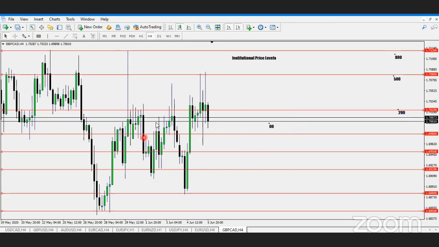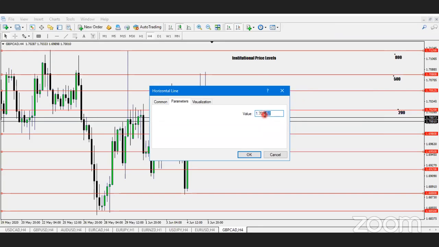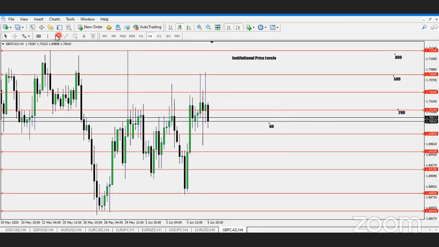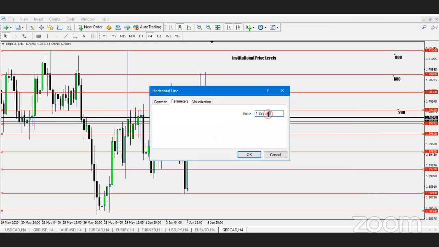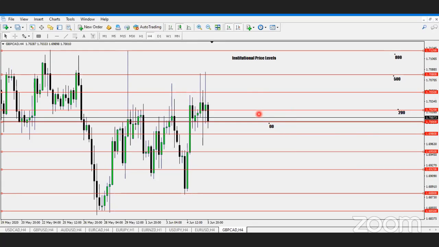So let's just look here. I've put in my chart over here all of the institutional levels. Let me just add the remaining levels of this particular pair. If I've missed any here, 500, 200, 800. So here is our round number in price. And 800, 500, 200, and our round number in price. Okay, so essentially I've done just adding price lines of where price is currently trading.